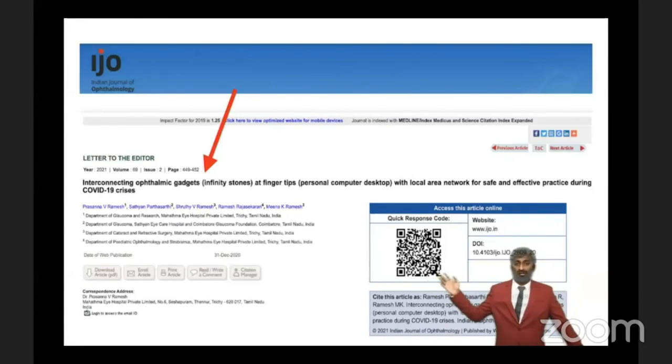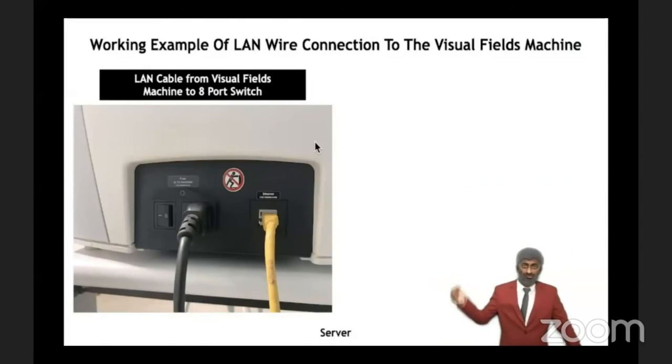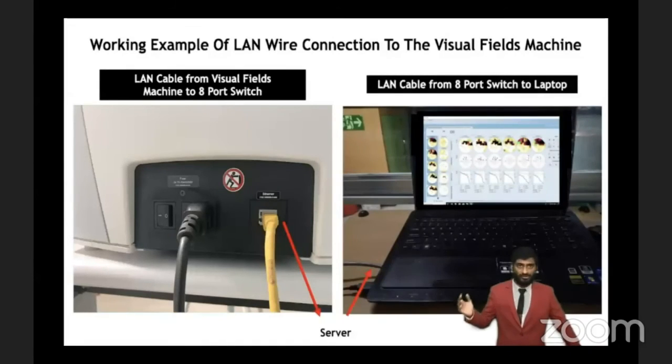So we came up with this innovation and we have published this in the recent edition of the Indian Journal of Ophthalmology. Make sure you take the cable from the machine to a server or an 8-port switch, whichever is comfortable for you. And from the server, the cable comes back to the laptop. You can see the screen mirror.